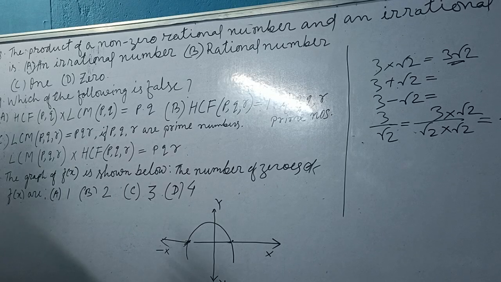Clear? But the thing is that one of the numbers must be non-zero. If one of the numbers is 0, then the whole thing will become 0. 0 into anything is 0. So it will be rational. So that is not possible.